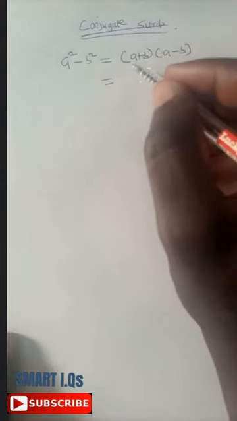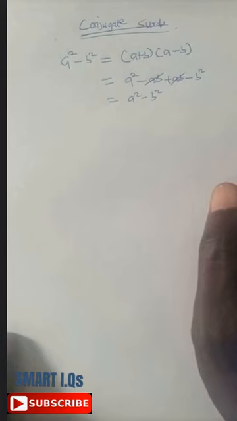So we are going to have A multiplied by A, that is A squared, and then A multiplied by minus B, that is minus AB. Then we have plus B multiplied by A, that is plus AB. Then plus B multiplied by minus B, that is minus B squared. So this will strike out, and we end up having A squared minus B squared, meaning that these are equal, right? Good. So this is our knowledge of difference of two squares.